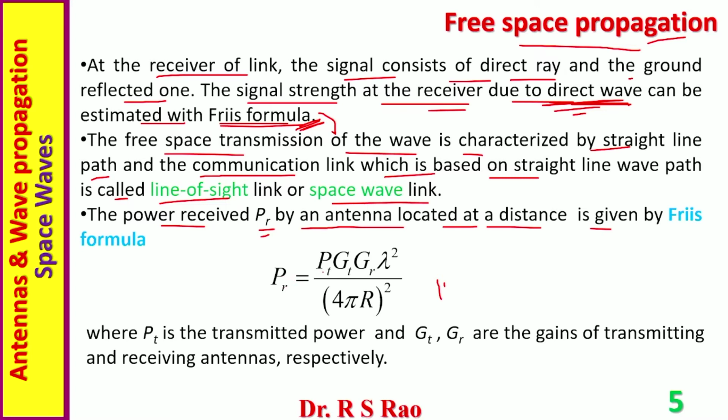PR is equal to PT GT GR lambda squared over (4 pi R) whole squared. What is PR? P stands for power, R stands for received: the power received by the receiving antenna. PT, power transmitted by the transmitting antenna. GT, gain of the transmitting antenna. GR, gain of the receiving antenna. Lambda, wavelength corresponding to the frequency of the wave. R is the distance between the transmitting and receiving antennas. So these are the meanings of symbols that are there in this particular formula.